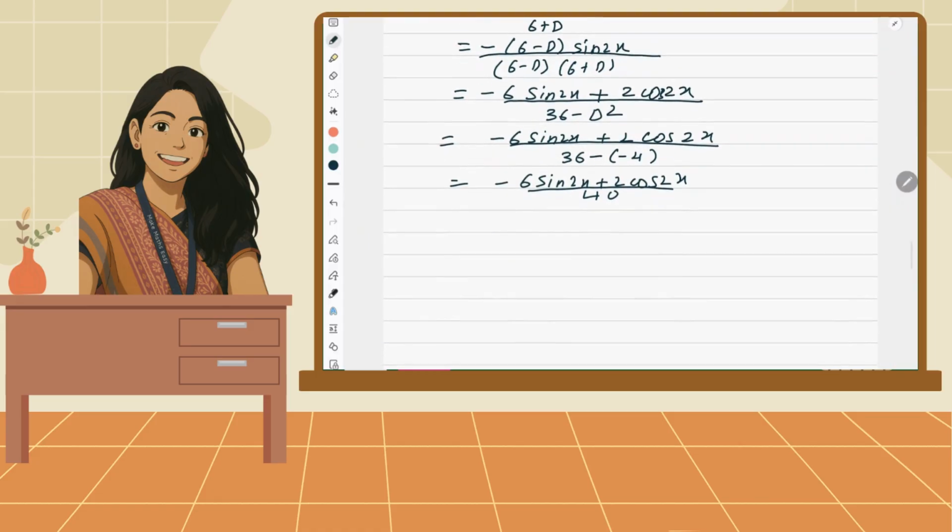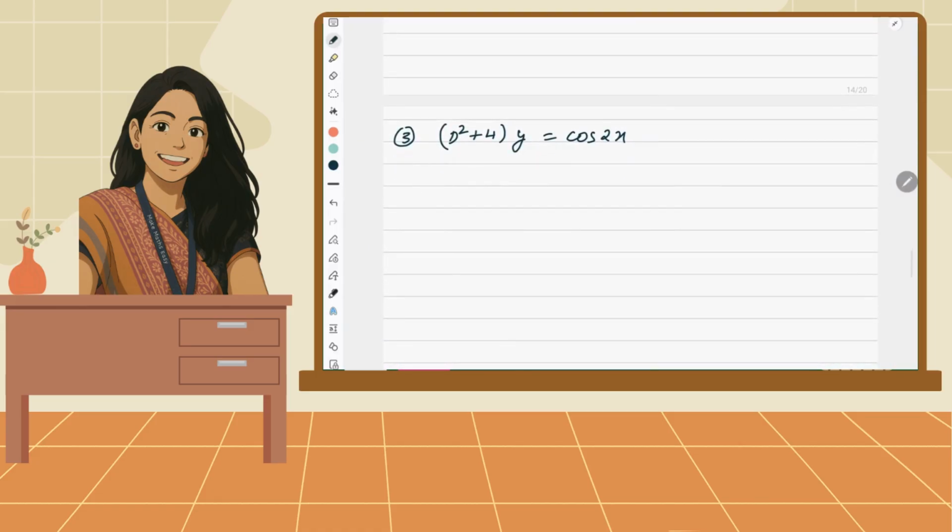Let us do one more question. Now let us see this question. Here, since I have not written the CF, let us quickly find out the auxiliary equation. M square plus 4 is equal to 0, which implies m is equal to plus minus 2i. So my CF is equal to C1 cos 2x plus C2 sin 2x. It is a case of complex roots, right?